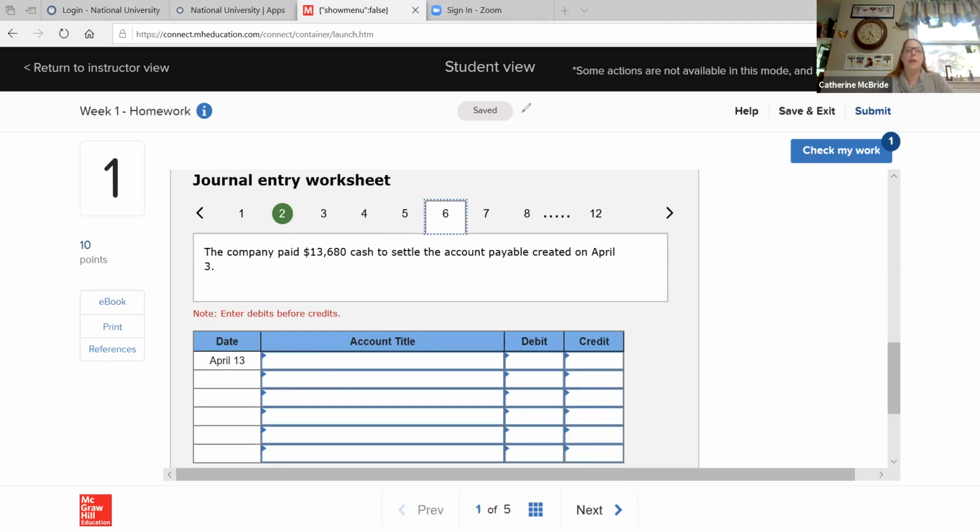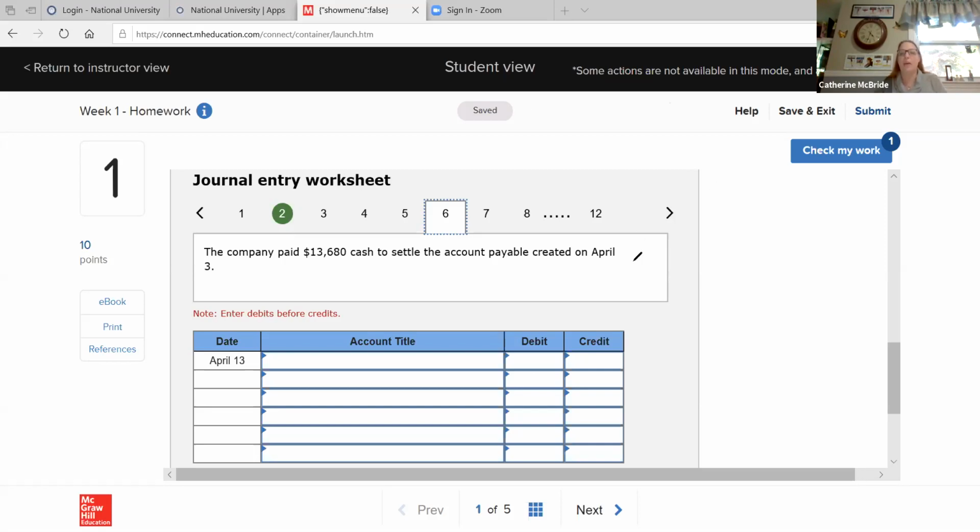The company paid $13,680 cash to settle the account payable created on April 1st. So we paid for the equipment and the supplies that we bought. Remember, we bought the equipment and supplies and we're going to pay them within 10 days. Now we're paying them. So what two accounts are affected?